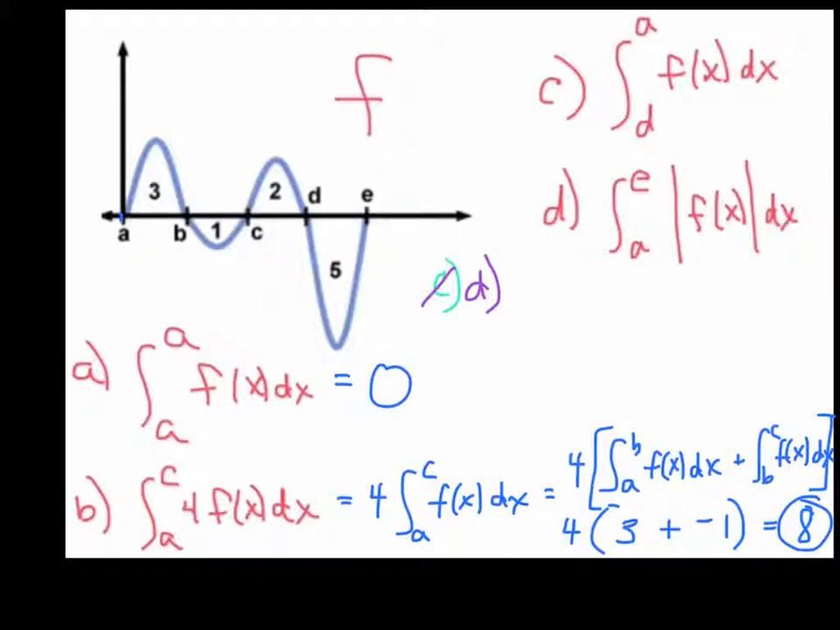So this part of the graph that's dipped below between B and C and between D and E, they want us to bring it up to positive. So that means I'm looking at positive areas of 1 and 5 instead of negative. So now I can tell that my total area is going to be the sum of all of these. So that would be 3 plus 1 plus 2 plus 5, which of course is 11.